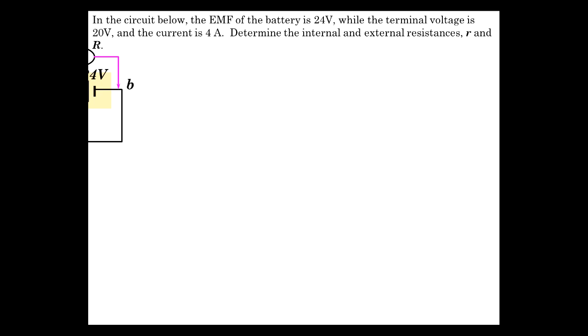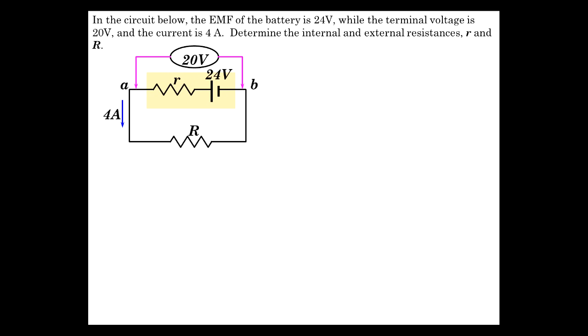Let's do a couple of examples. In the first one, we have this circuit, 4 amps is flowing. The EMF of the battery is 24 volts, but there's only 20 volts across the terminals of the battery. A and B are the terminals. This is the guts of the battery: EMF source plus internal resistance.